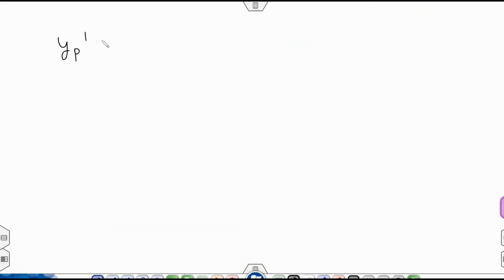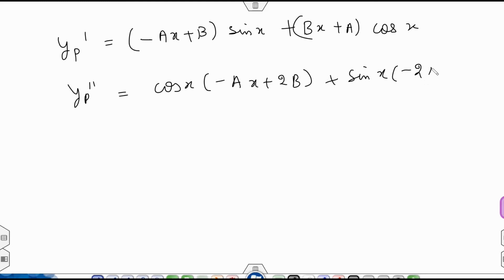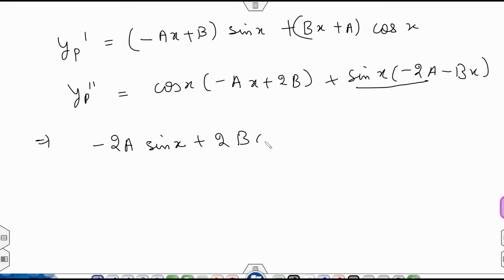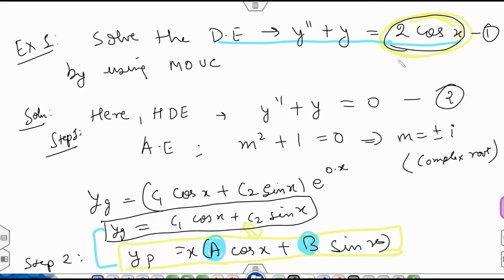So yp dash over here is, and yp double dash will be cos x minus ax plus 2b, plus sin x minus 2a minus bx. So this implies, if I see, minus 2a sin x, that is I have collected this, 2a sin x plus 2b cos x is equal to, so it's coming to be this. Now putting values of yp, yp dash and yp double dash in equation number 1. This I called equation number 1.